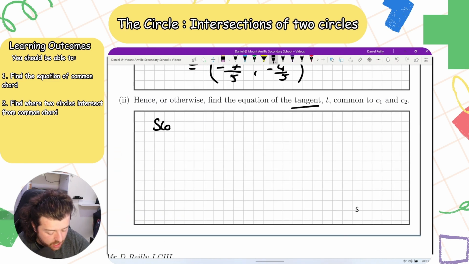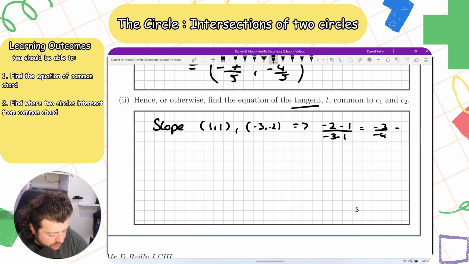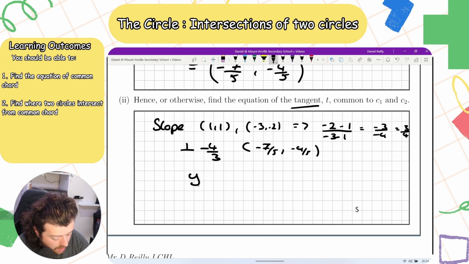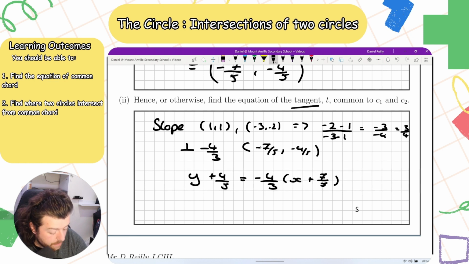So my slope between (1, 1) and (minus 3, minus 2) is going to be minus 2 minus 1 all over minus 3 minus 1, which is minus 3 over minus 4, which is 3 over 4. Therefore, my perpendicular slope is minus 4 over 3, and my point is (minus 7 fifths, minus 4 fifths). So I have y minus y1, so it'd be y plus 4 over 5 is equal to minus 4 over 3 times (x plus 7 over 5), because minus x1.